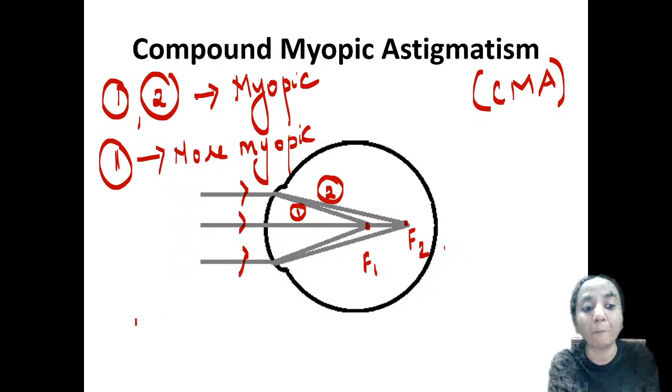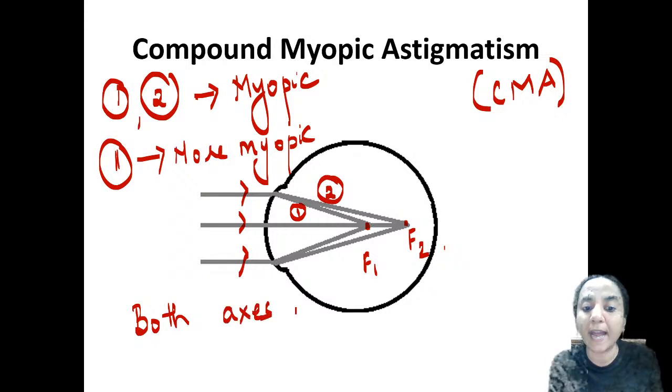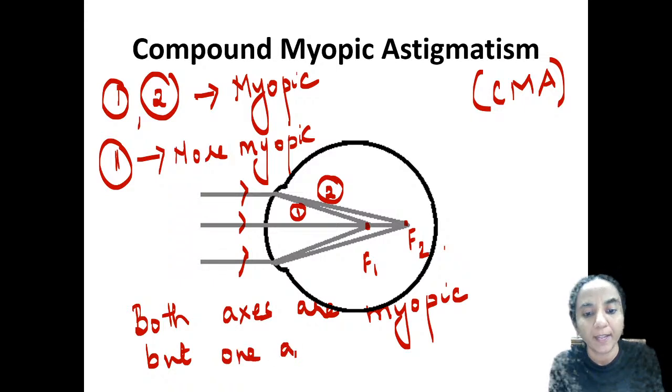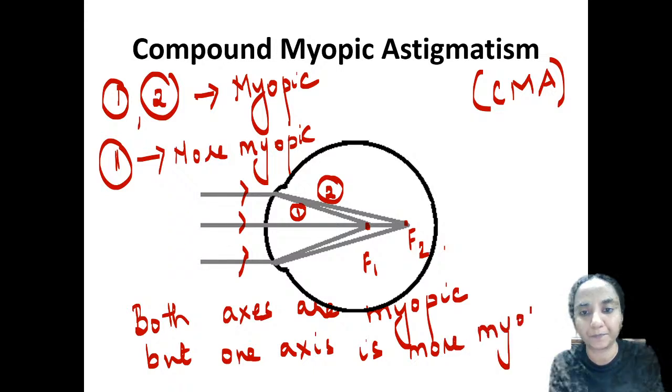So this is compound myopic astigmatism. What do we mean by compound myopic astigmatism? It means that both your axes are myopic, but one axis is more myopic than the other.